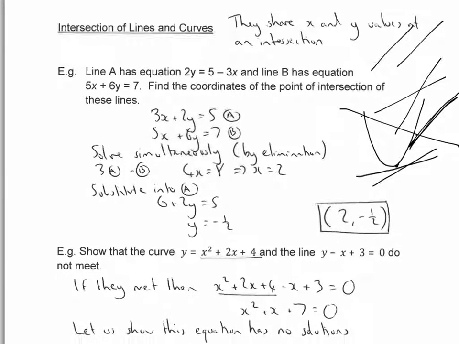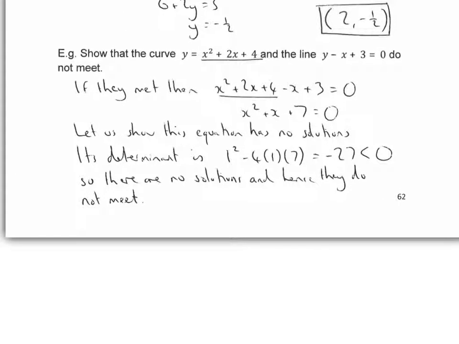Let's look at another example. Down here, you're asked to show that this curve and this line do not meet. That's possible because this curve is going to be a quadratic, and this just means that the straight line is positioned and orientated such that it's not going to meet. So maybe something like that, or maybe something like that.